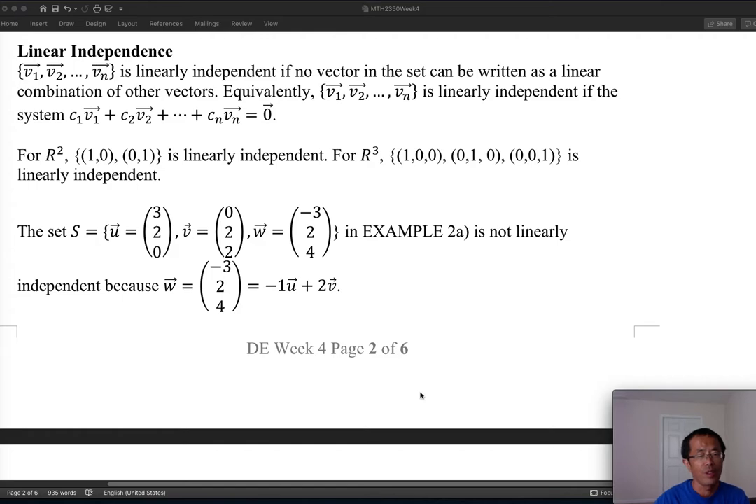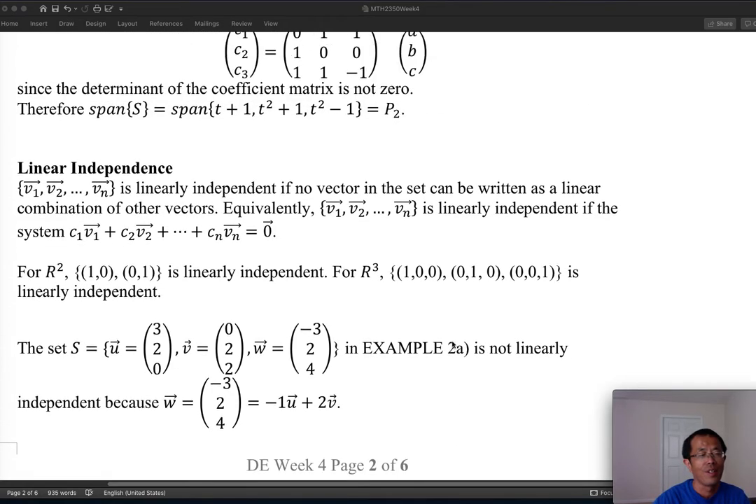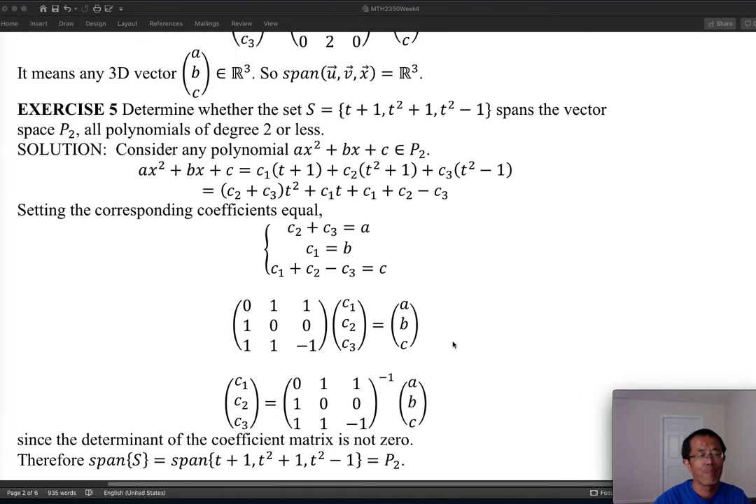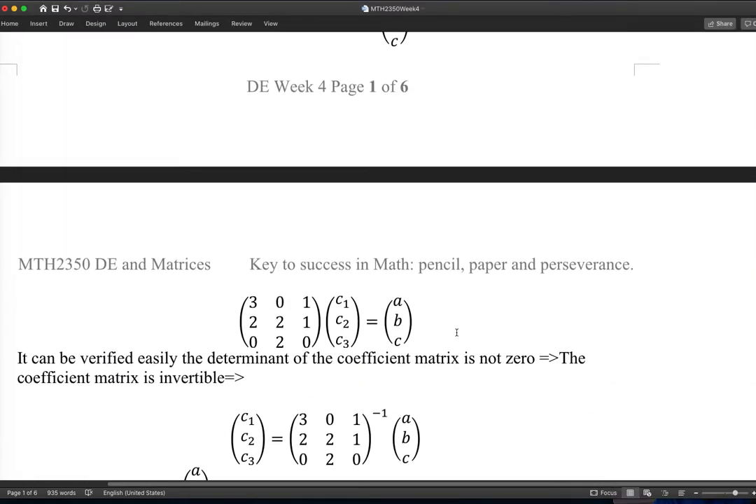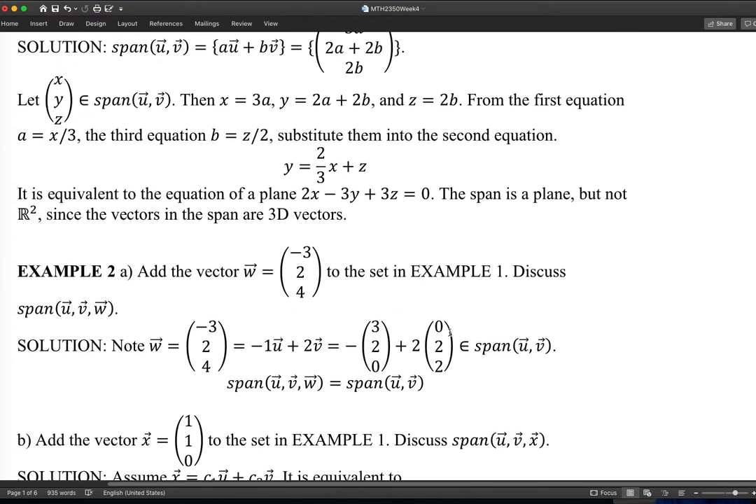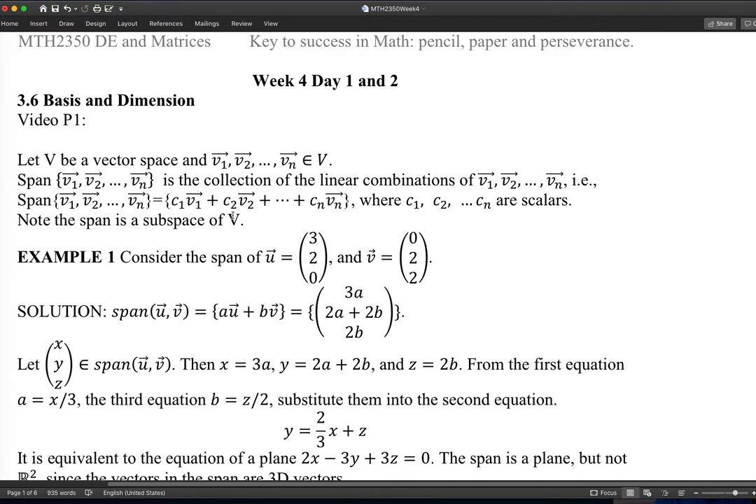We are continuing to work on section 3.6, basis and dimension. Basis and dimension, and we talk about the span. Span is a collection of linear combinations. A span could be a subspace, and indeed a span could be the entire vector space. I hope you see that.